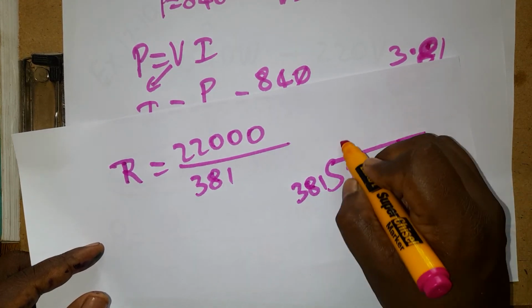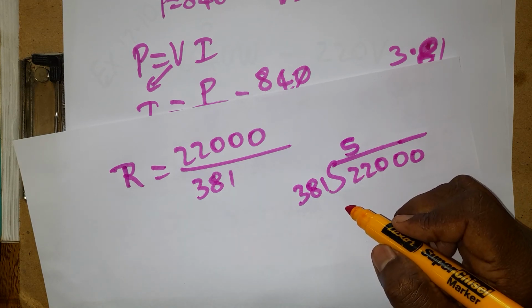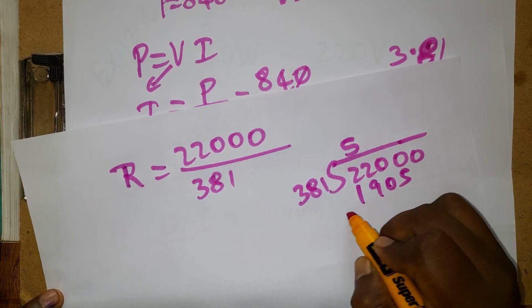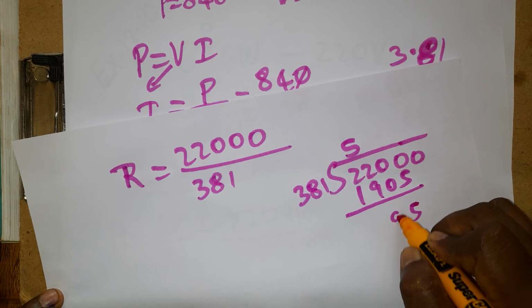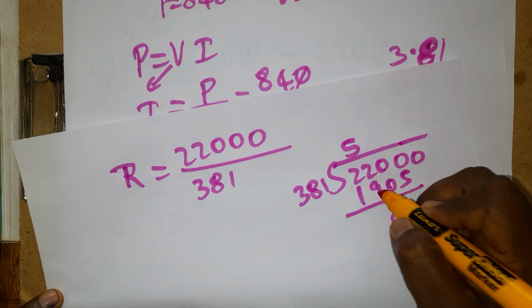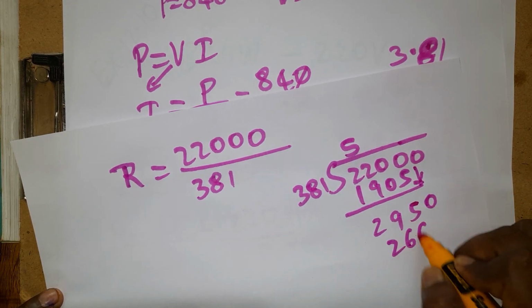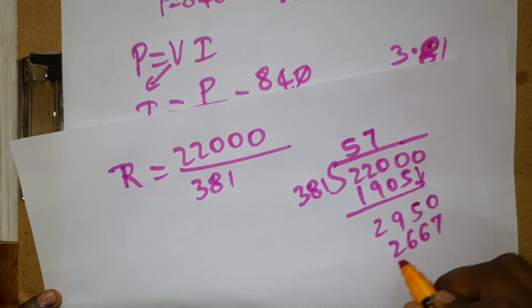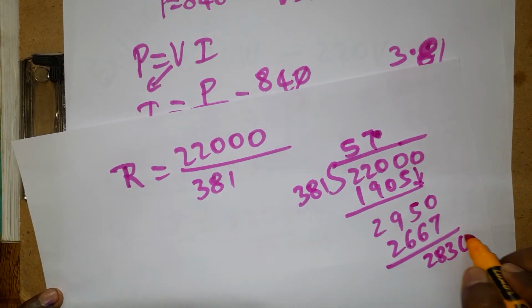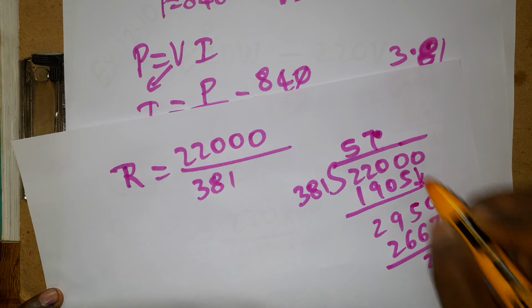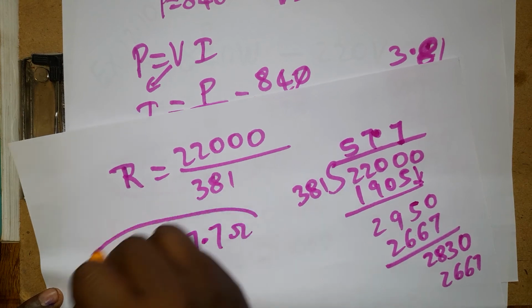22000 divided by 381. The first thing, 5 times I'll get. 5 into 381 gives 1905. Next, the subtraction of this gives 95. The another 0 I am bringing here. This one, 2667 I will get with 7 times. If you subtract this, 283 will remain. Again a 0 we can include here, 2667, which gives us 7 times. So approximately the resistance is going to be 57.7 ohms.